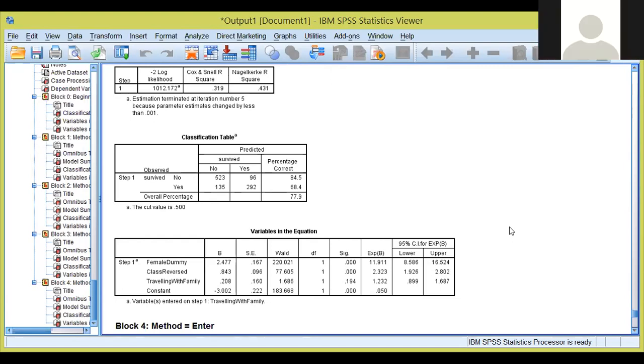So I will answer your question, Dr. Kobo. No problem. Listen to me now. Okay, let's look at this table together. Female, sex, class, and traveling with family or not. Any of them can confound one another. Sex can confound class, class can confound sex, traveling can confound any of them. Anything can act as a confounder.